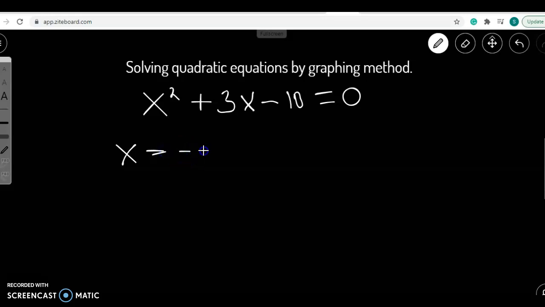So we're going to go back to our board, and from the calculator we got x equals -5 and x equals 2. So this is our solution.